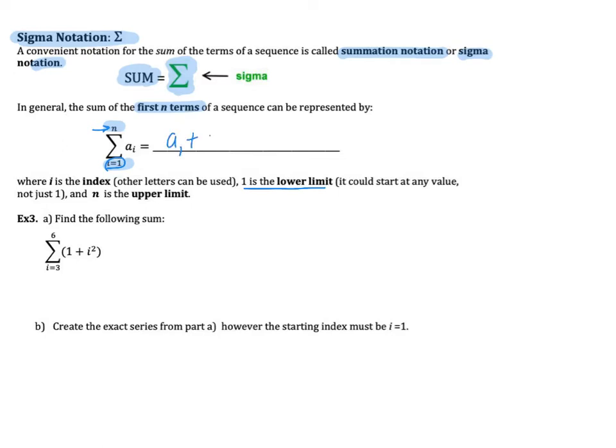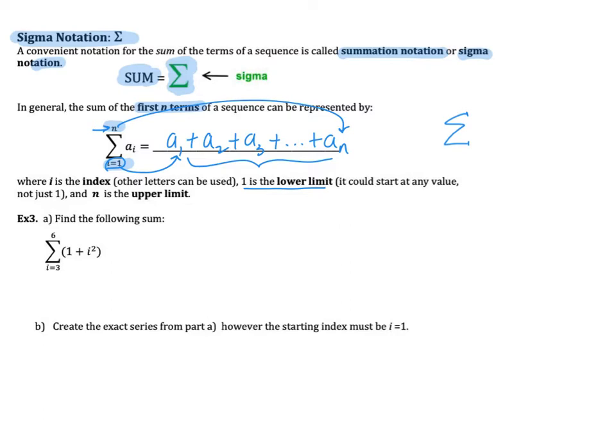So we're taking the first term in this case plus the second term plus the third term, and we would keep adding them together until we get to the nth term. So plugging in 1 to get the first term, plugging in n to get the last term, and seeing how many terms we have in between. So again, the sigma notation means you're taking the sum of a bunch of numbers.